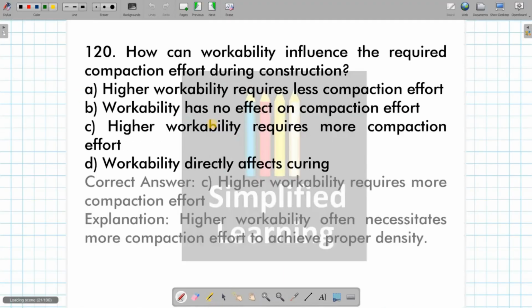Okay, and how can workability influence the required compaction effort during construction? See, higher workability means more compaction effort is going to take place there. More compactive effort is required over there, right? That's why the answer is C. Higher workability requires more compaction effort.